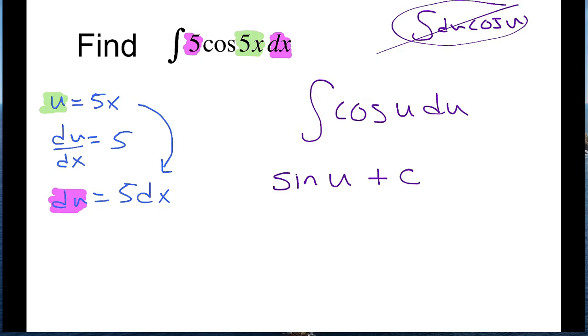And then for the sake of getting back to u, I'm going to replace that back in there. So sine 5x plus c. And if you differentiate that, you'll see that you'll get cosine 5x times 5. And that's what we started with.